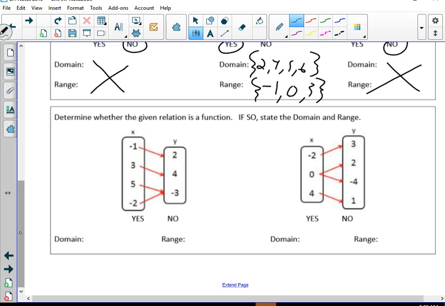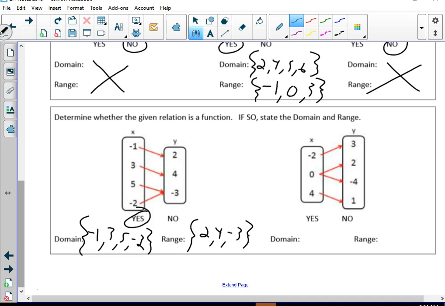Do I have any repeats of my x? No. So my domain is just the -1, 3, 5, -2. And my range is 2, 4, -3.